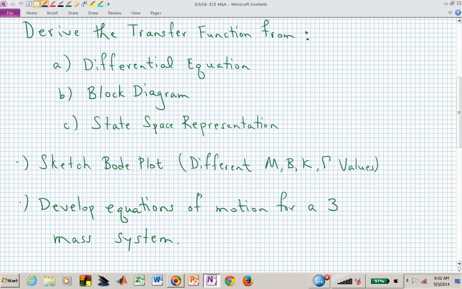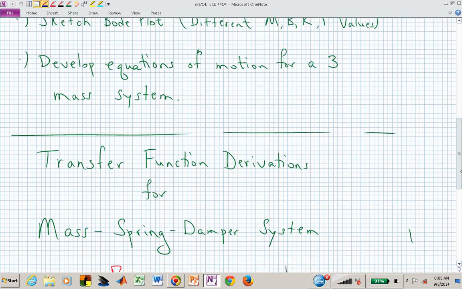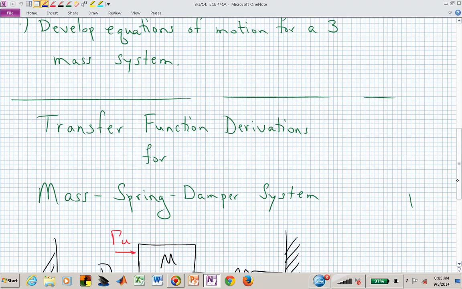I doubt that we will get there, but Friday we will talk about deriving or developing the equations of motion for a 3-mass system, and I think your homework first problem is a 2-mass system. So you just have to extend what you've already done with Friday's lecture, and you'll be fine with the first homework problem. I think it's a 2-mass system. That's the plan.